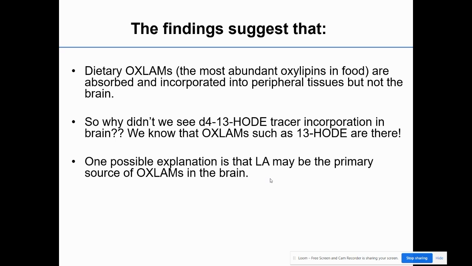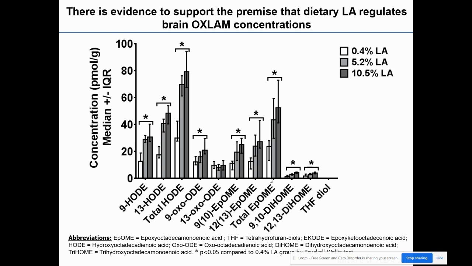One possible explanation is that LA itself may be the primary source of OXLAMs in the brain. This leans on what we found in the prior mouse study, where when we increased the dietary composition of LA, the OXLAMs in the brain and the liver increased, suggesting that they took the LA and enzymatically converted it into OXLAMs. And there's evidence to show that increasing dietary LA regulates brain OXLAM concentration.